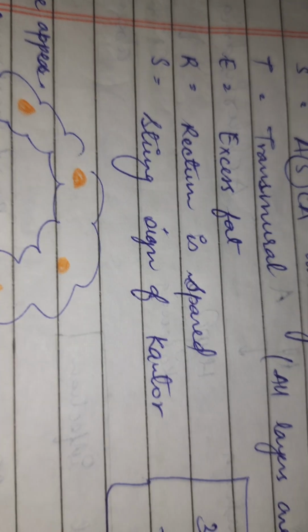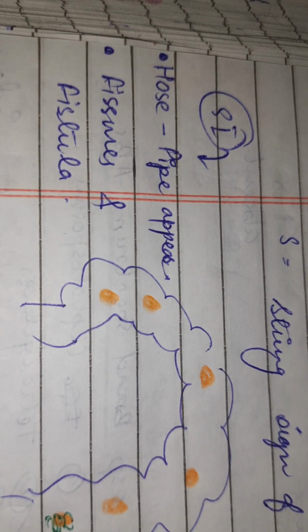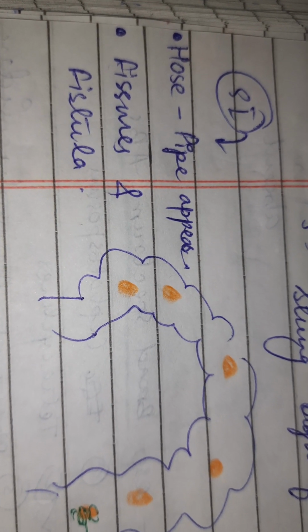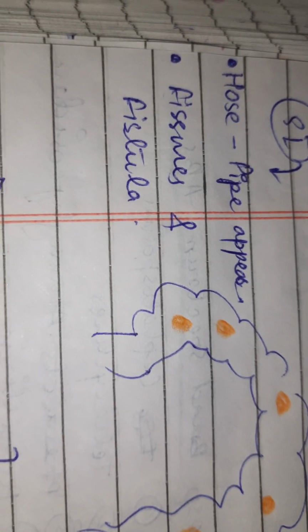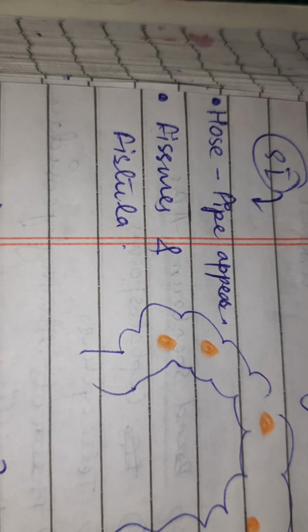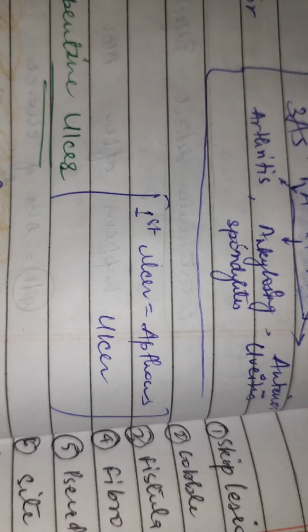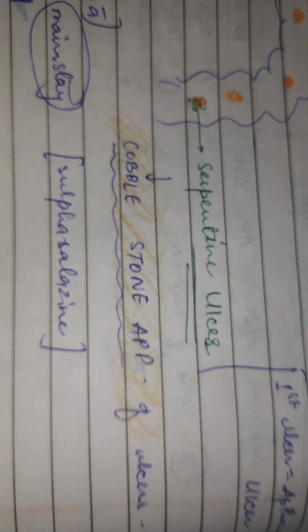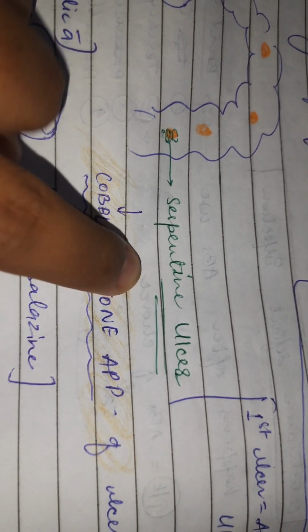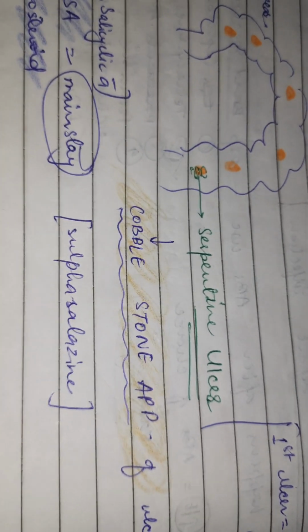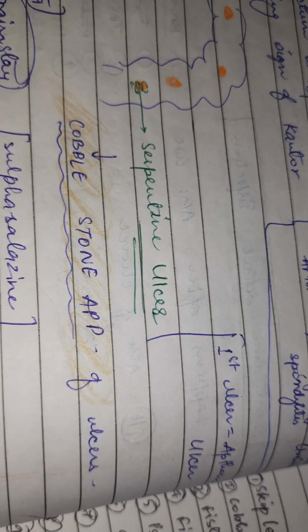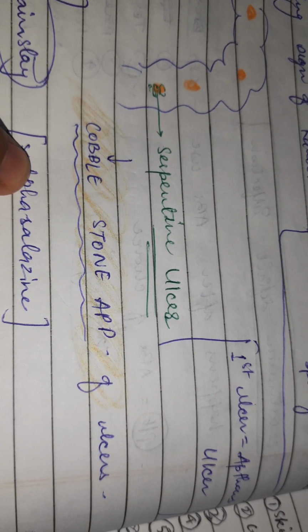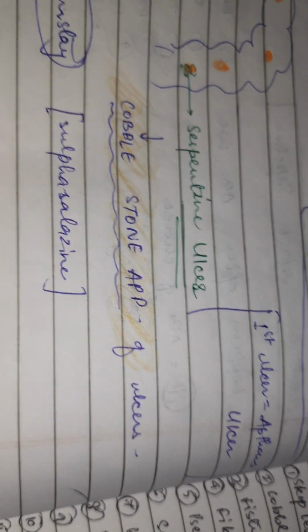S for string sign of Kantor. On X-ray, hose pipe appearance is seen in the small intestine, and fissures and fistulas are also seen, not on X-ray but on endoscopy. The first ulcer is an aphthous ulcer, then serpentine ulcers form later. It gives a cobblestone appearance of ulcers.